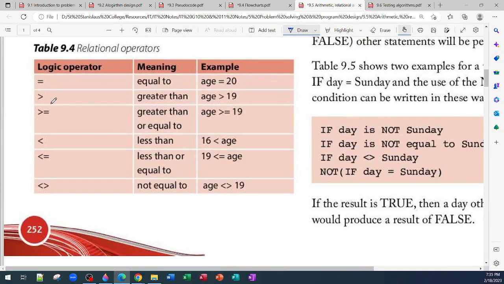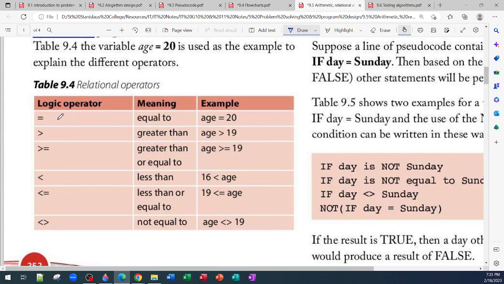So these are all of your relational operators. You have equal to, greater than, greater than or equal to, less than, less than or equal to, and not equal to. So please remember the not equal to one. That might be the only one that is new to you. The rest should be very familiar.